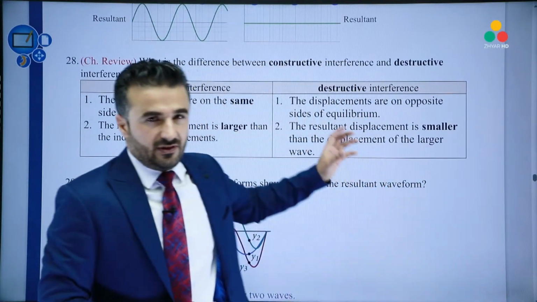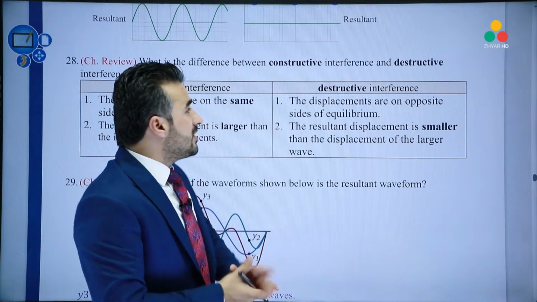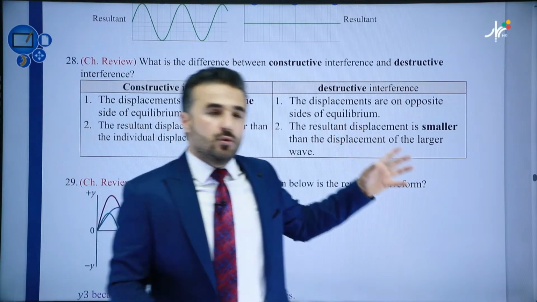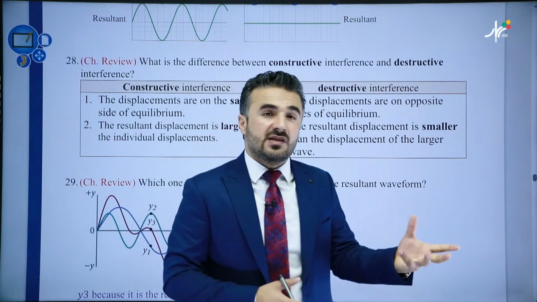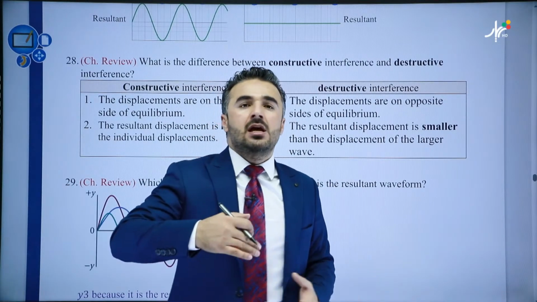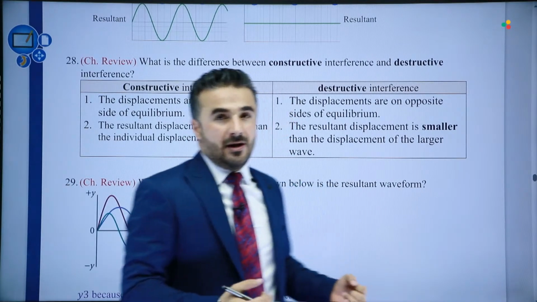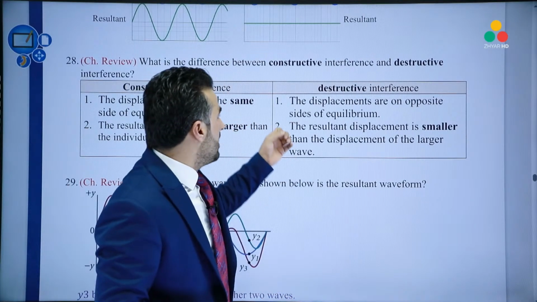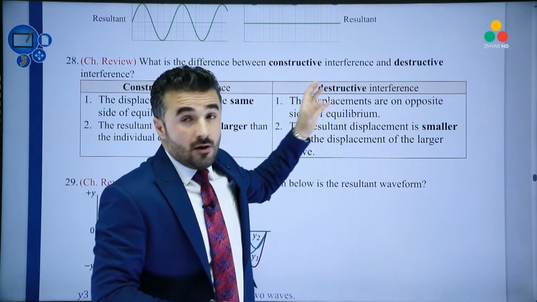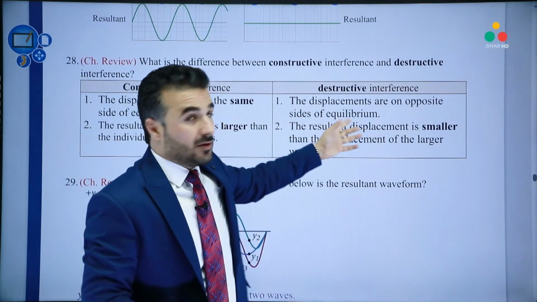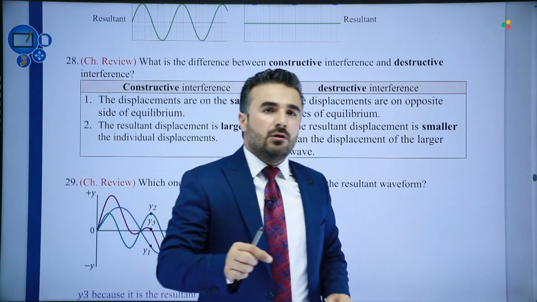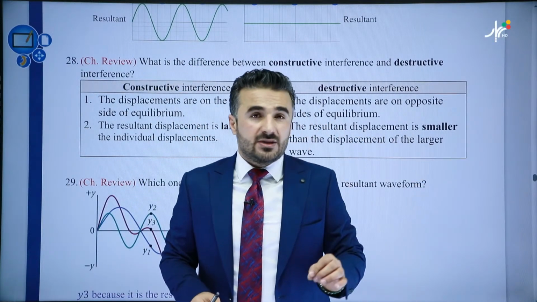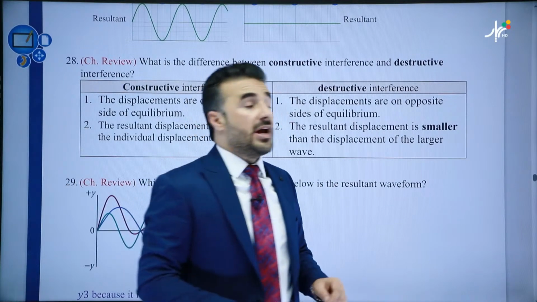What about destructive interference? In order to have destructive interference, do the displacements have to be on the same side? Of course not. They have to be on opposite sides of the equilibrium. So the displacements are on opposite sides of the equilibrium, and the resultant displacement is smaller than the displacement of the larger wave, okay?